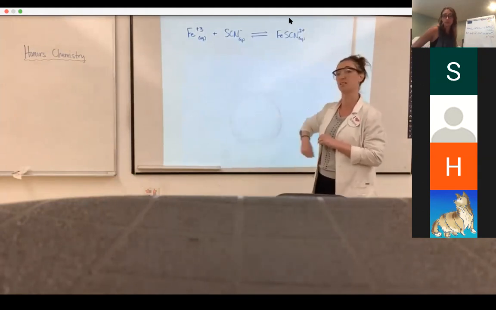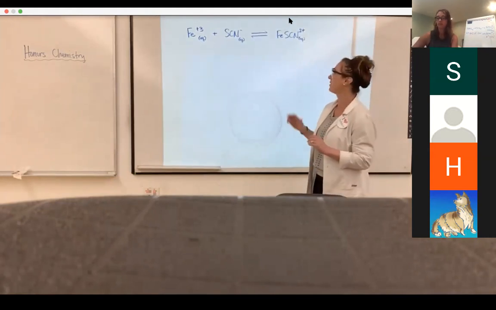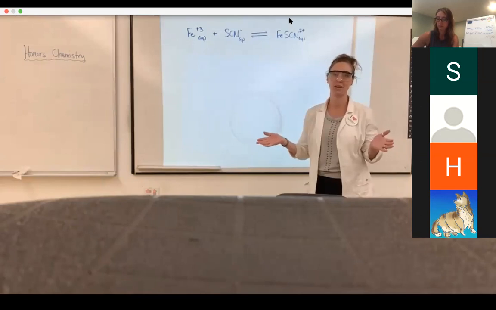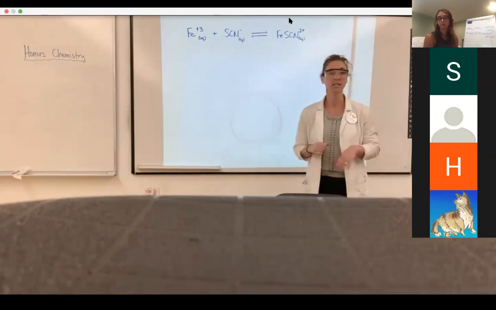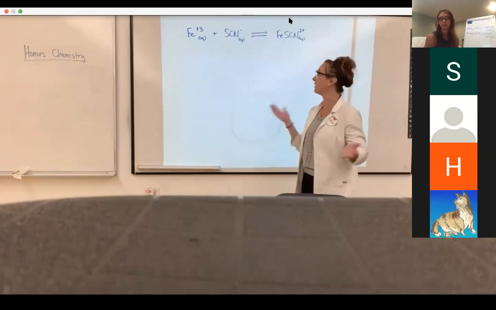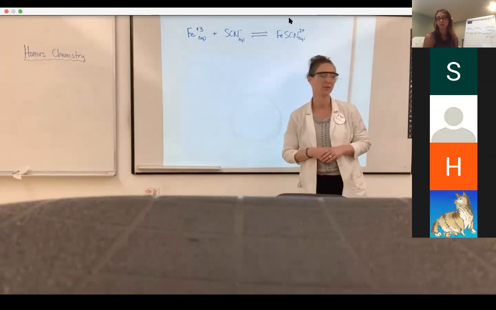Right now, there's a colorless solution of potassium thiocyanate in there. And the potassium is just a spectator ion. It doesn't actually participate in the reaction at all. And so let's go ahead and add a few things to the container, and we'll see what happens when we shift the equilibrium. Okay?